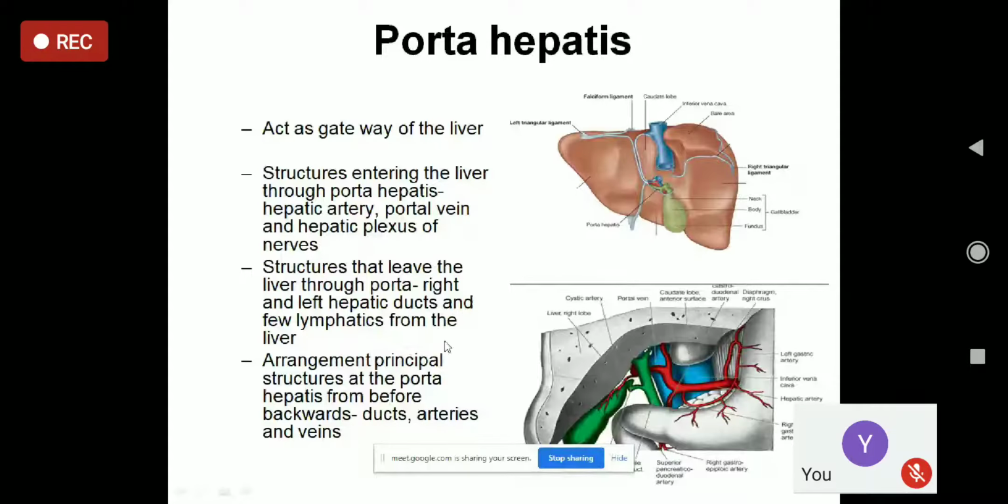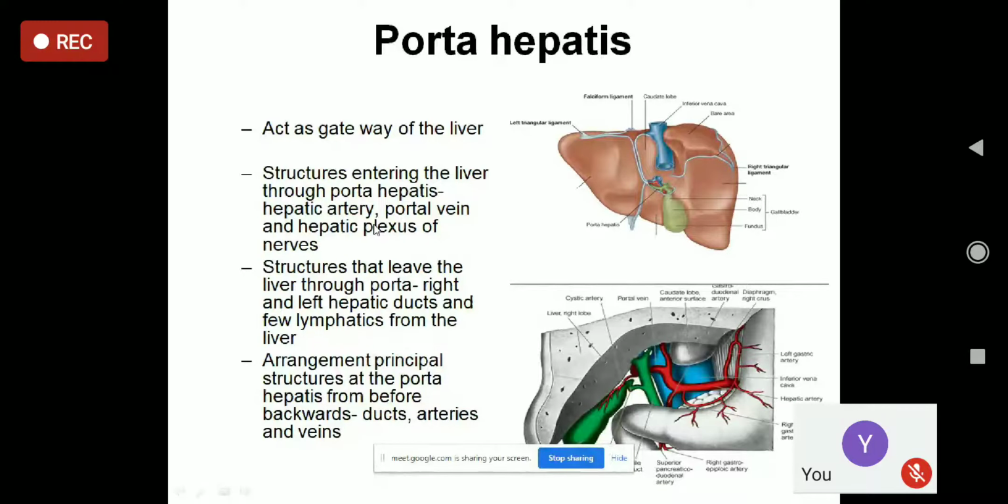Okay, so the principle of arrangement will be commonly asked. What is this? This is the hepatic ducts, the hepatic artery, and the portal vein. So DAV structures, ducts, artery, and vein. How do they go from before backward? From before backward, DAV. So the DAV structures will come out from before backward: ducts, artery, and vein.